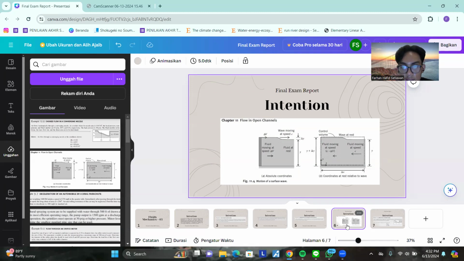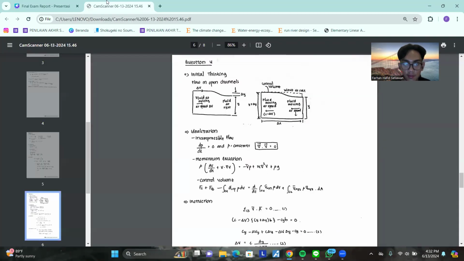Okay, for question 4, maybe a little bit different from another questions, because in this question 4 we define some formula about the flow in open channels. Okay, so let's go to the initial thinking. As we know, the flow in open channels, that flow moving at speed delta v and fluid at rest in the sections. Okay, you can define the delta v, then y, delta y.